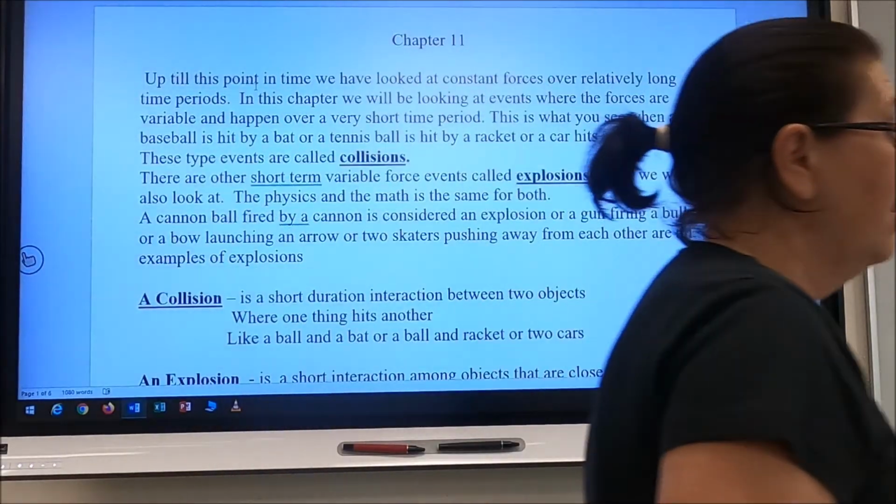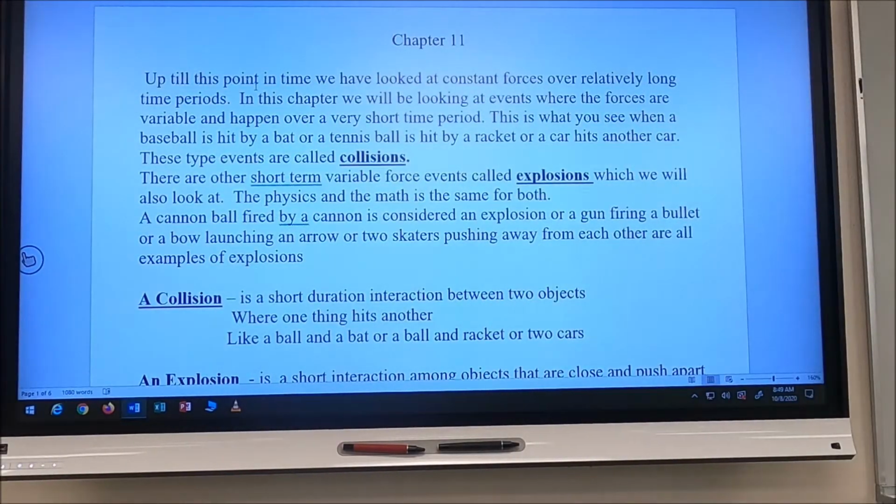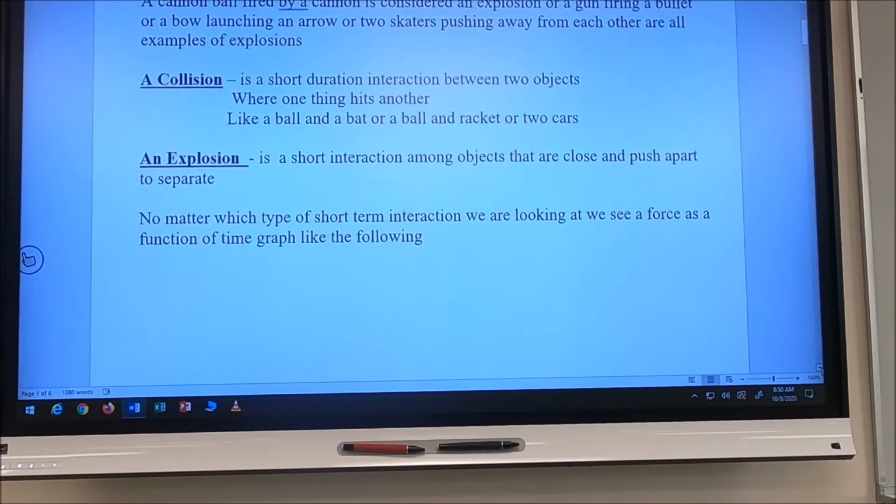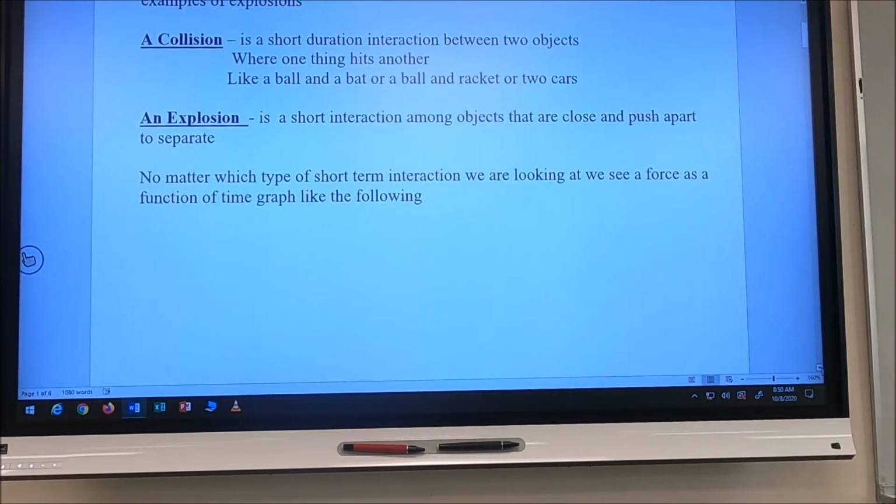Okay? A collision is a short duration interaction where two objects collide, or where one object hits another. It's a short duration interaction, and the force over the course of the interaction is variable.